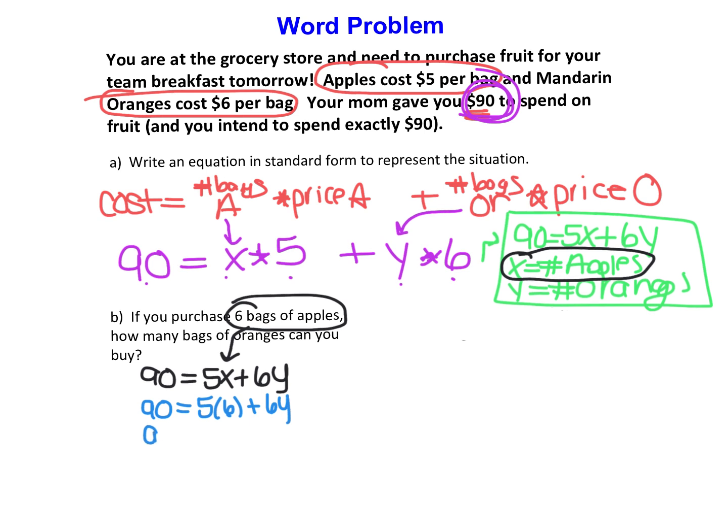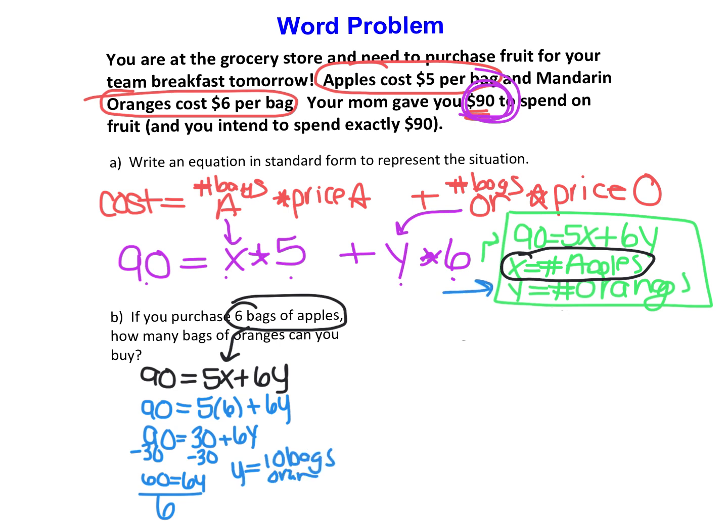Well, I know that 5 times 6 is equal to 30. So then I subtract 30, so I have 60 is equal to 6y, divide both sides by 6, and I find that y is equal to 10 bags of, remember y is oranges. So essentially what I discovered is that if I buy 6 bags of apples, I can buy 10 bags of oranges.